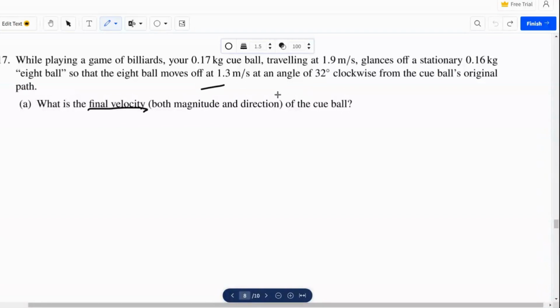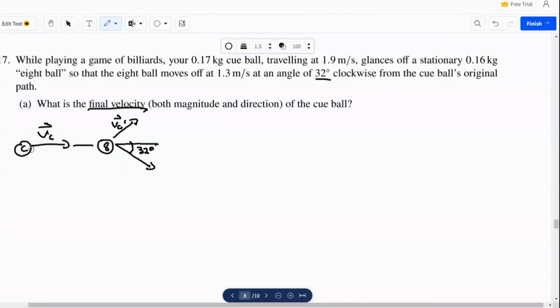So it's asking us, a cue ball is traveling at a velocity of, let's say, vc, and is heading towards an 8 ball. And once it collides with the 8 ball, the cue ball is going to go somewhere here. We can call this vc prime. And the 8 ball, we know, moves off at an angle of 32 degrees clockwise from the cue ball's original path. The cue ball's original path is here, so the 8 ball is going to go somewhere here, and this angle would be 32 degrees.